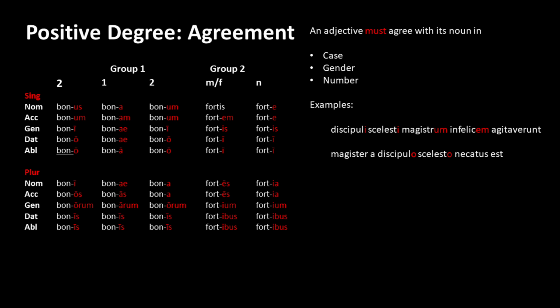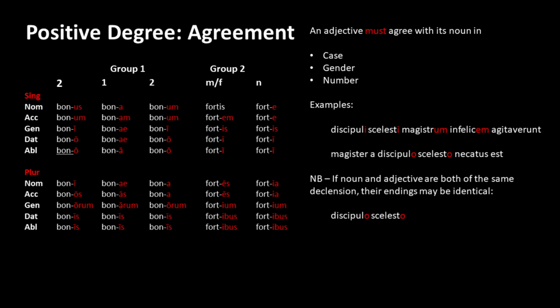Let's look at these examples of agreement. If the noun and adjective are both of the same declension, their endings may be identical. Have a look at the second of these examples, discipulo scelesto. In this sentence, the noun and adjective are next to each other, but there is no reason for them to be next to each other. They could be separated by quite a distance. Their agreement, however, is absolutely visible. You can see at once, by a wicked student.